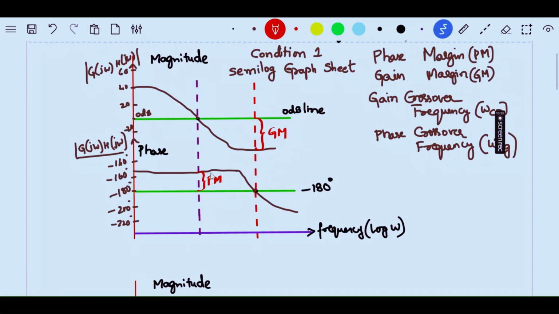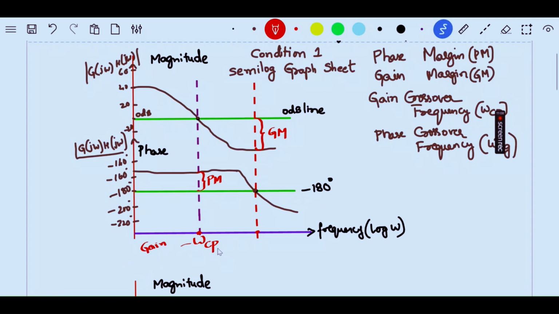Now, the line you have drawn which gave you the phase margin corresponds to a frequency. We need to know two different frequencies here. At the bottom we have two frequencies which touch these two vertical lines. The frequency for which you got the phase margin is the gain crossover frequency. Okay, this is the gain crossover frequency.